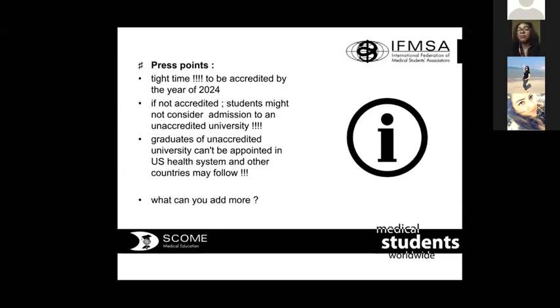So these are the first points that make every dean and every medical school have to initiate the accreditation process in order to achieve it by the end of 2024. Next slide.